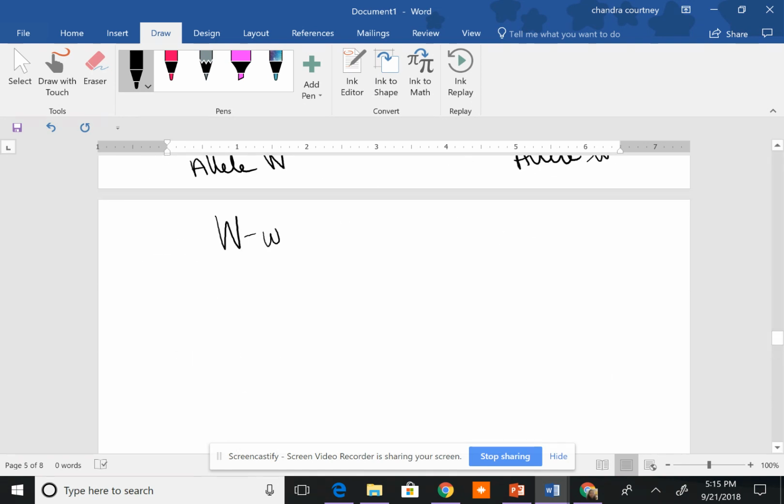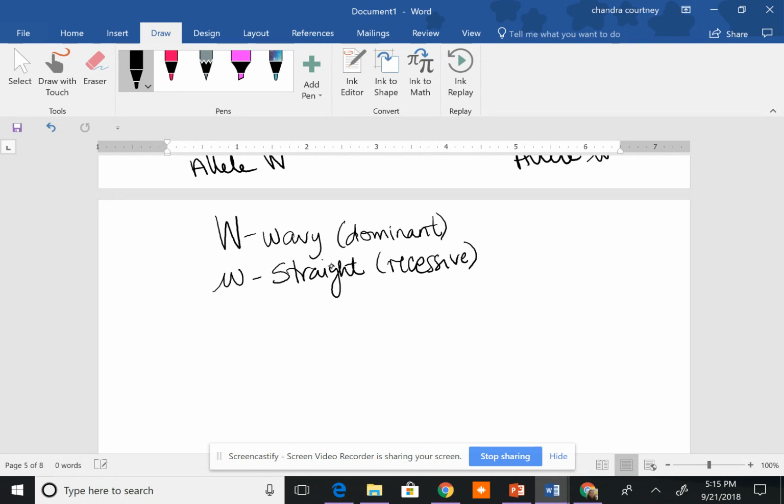Okay, so like I said, wavy is dominant. And then we have little w, which is going to represent straight, and straight is recessive. Okay, remember dominant means that you will be expressed. You make a lot of that protein, so you're going to be expressed. And recessive means that you don't make as much of the protein, or maybe some of the protein is non-functional, so you're not as easily expressed.